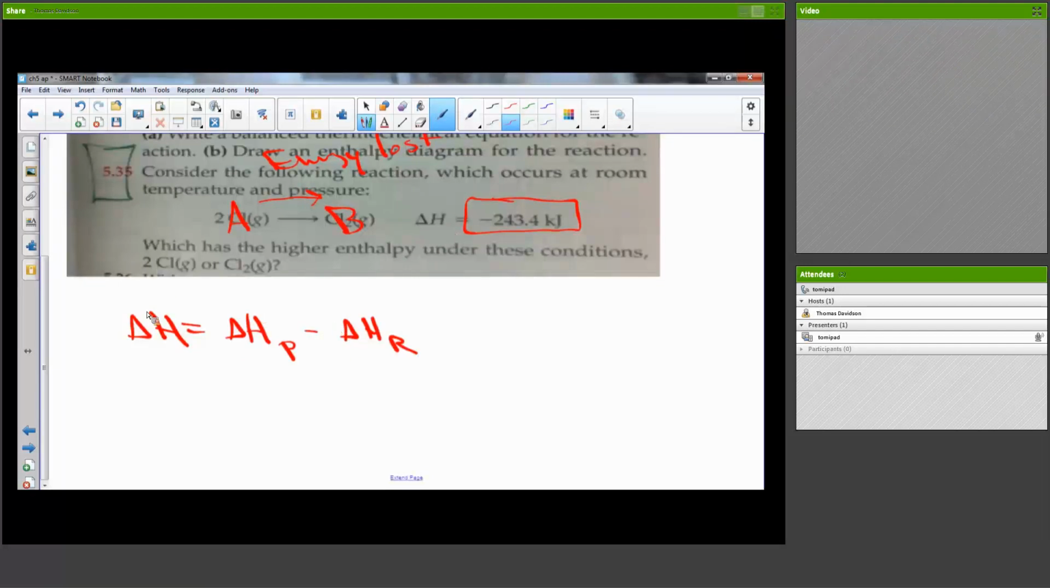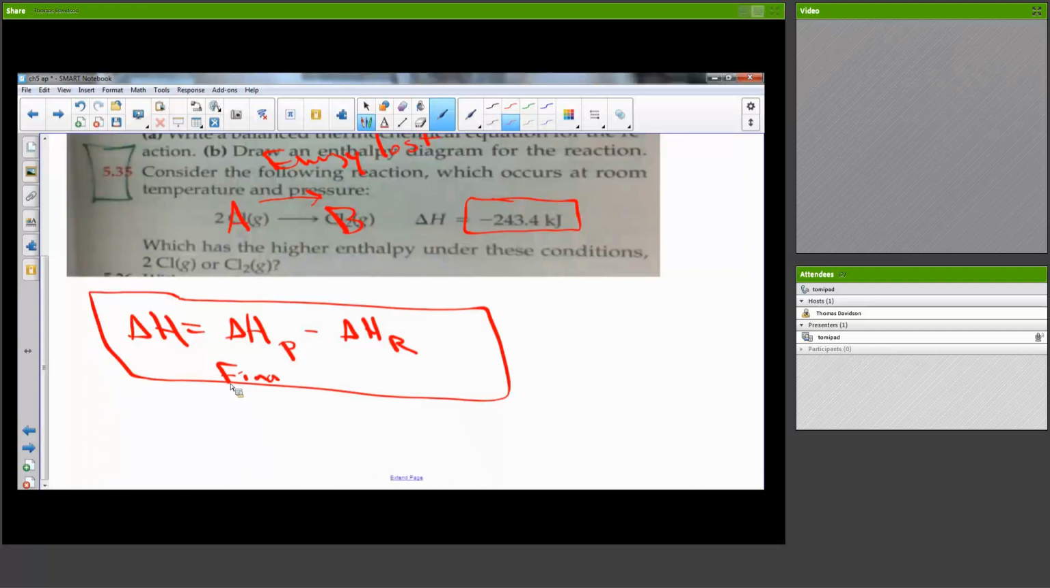This is a fairly simple concept. The overall change in our enthalpy will be equal to how much enthalpy our products, or our final state, has minus how much enthalpy our initial state, or our reactants, have. You okay with that? So if I know the enthalpy that I start with and the enthalpy that I end with, I could calculate the change. That's not hard. All right, well, let's think this through with this problem.